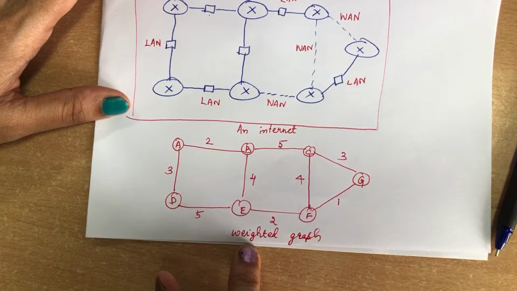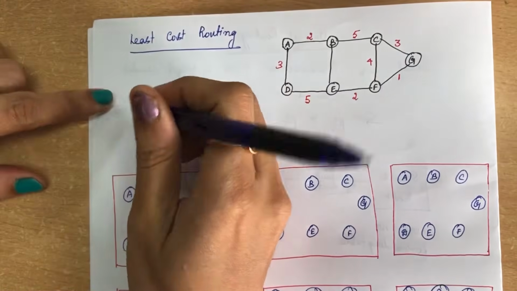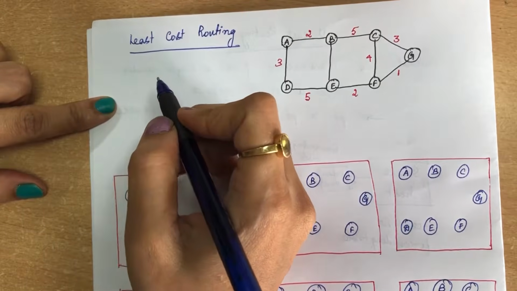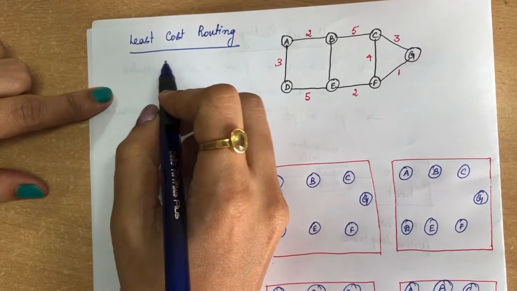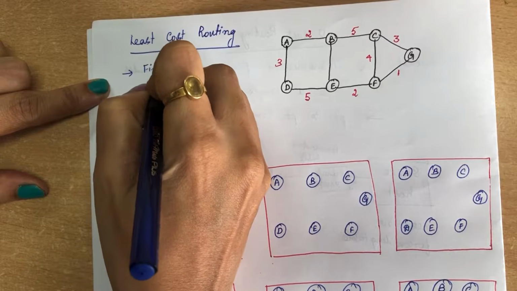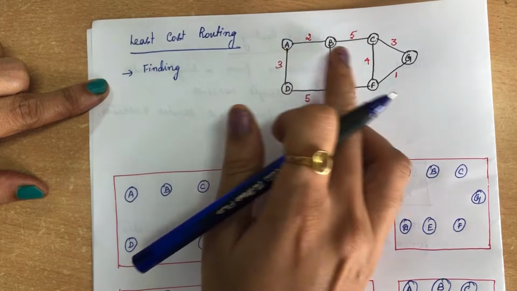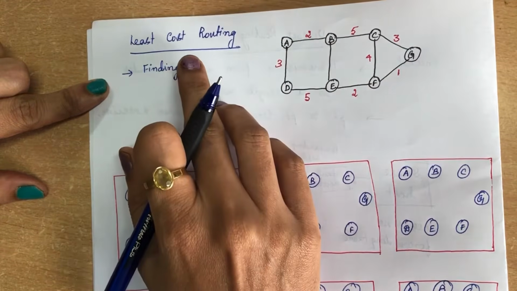How are we going to find out the least cost routing with the help of this internet? Now we will see the least cost routing in unicast routing. So what do you mean by least cost routing? It is nothing but finding the least cost path from a node to all other nodes in the network, which is called least cost routing.